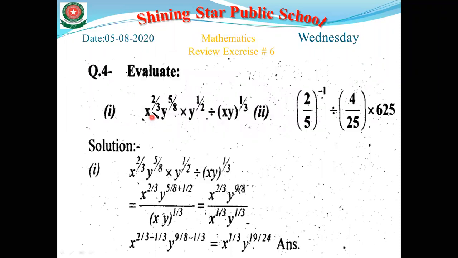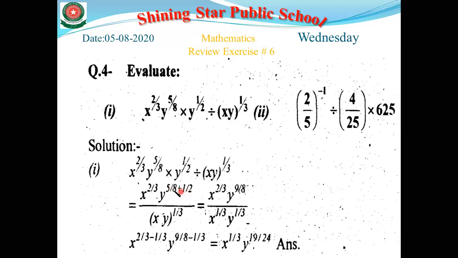Question number 4. x power 2 over 3, y power 5 over 8, y power 1 over 2 divided by x, y power 1 over 3. Very simple question. Look, simply because of this division sign, we write x, y power 1 over 3 in the denominator. Very simple. Okay, and we know that this y and this y have the same base, so their powers will be added, 5 over 8 plus 1 over 2.